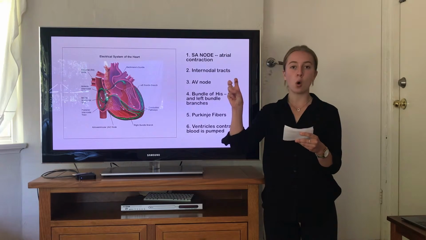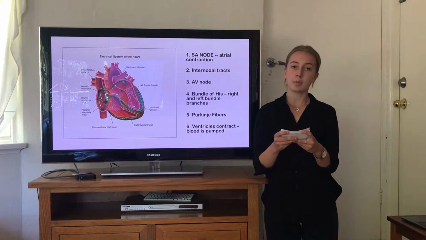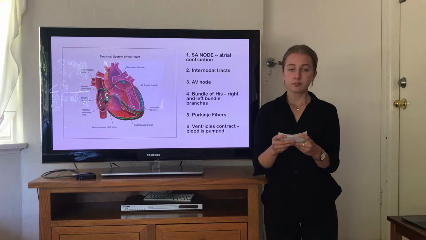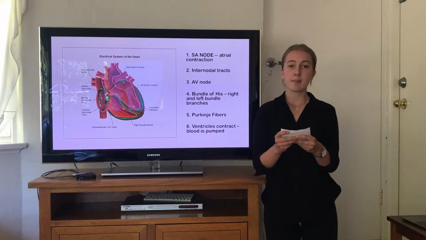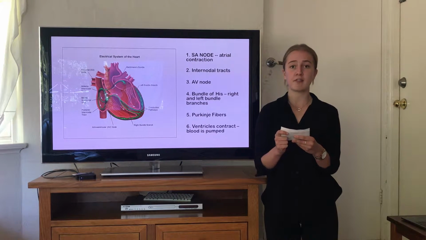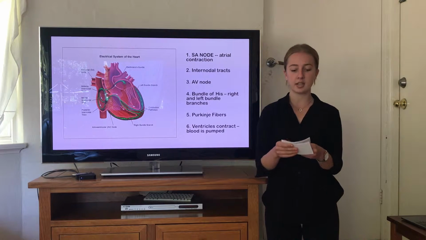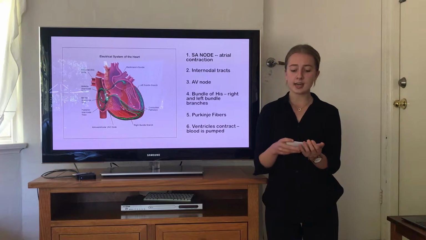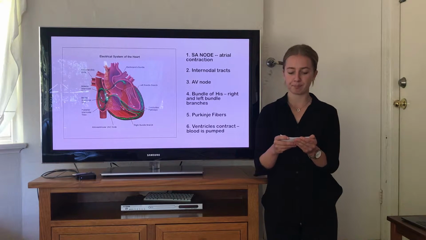Here, the signal pauses to allow the atria enough time to contract and pump blood to the ventricles. The signal then continues down the conduction pathway via the bundle of His through the left and right bundle branches into the Purkinje fibers. This stimulates the ventricles to contract and pump blood to the body. At rest in an adult, the heart contracts at about 60 to 100 times per minute.